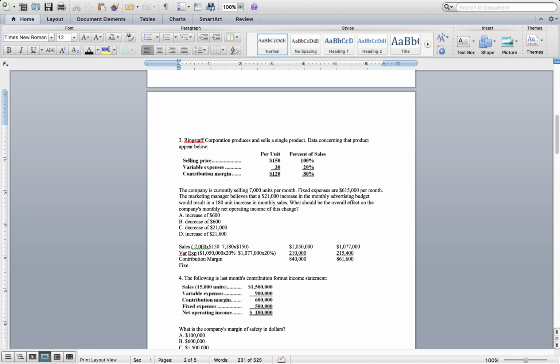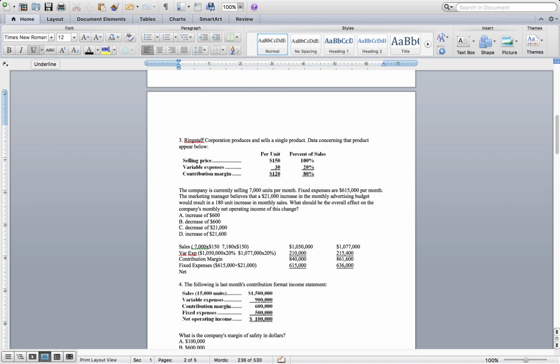The last thing, take out the fixed expenses. Remember, fixed expenses for the first one is a flat amount. It's just the $615,000. Don't forget though, it said here we have the 7,180 units, so you've got to add an extra 21,000. If it's 7,000 units, that's not going to change. It's still going to be $615,000. For the 7,180 units, you take the 615,000 and add the 21,000. So that'll be 636,000.